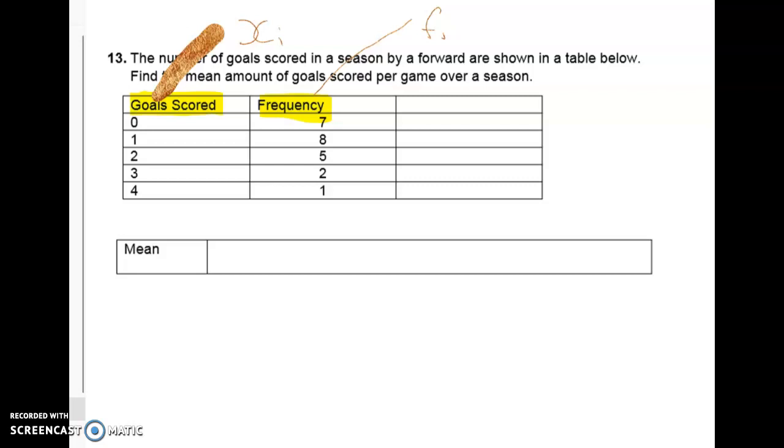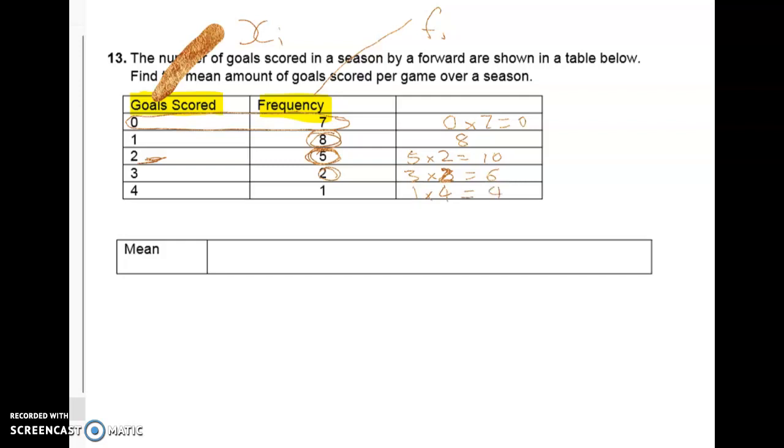So what we're doing in the third column, where we've conveniently got a gap, is we're saying, well, let's see how many goals altogether were scored here. So there were 7 games where there were no goals. So that meant that there were 7 times 0 equals 0. There were 8 games in which 1 goal was scored, so that was 8. There were 5 games in which 2 goals were scored. So 5 twos gives me 10 goals. There were 2 games with 3 goals scored, so altogether, 3 times 2, we had 6. And there was 1 game where the forward scored 4 goals.